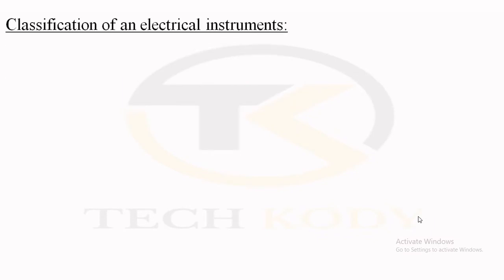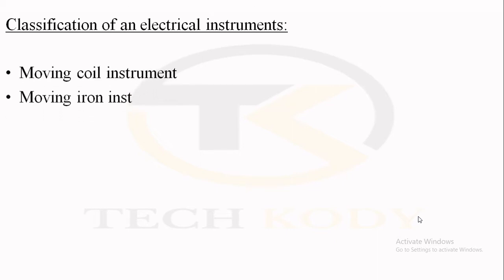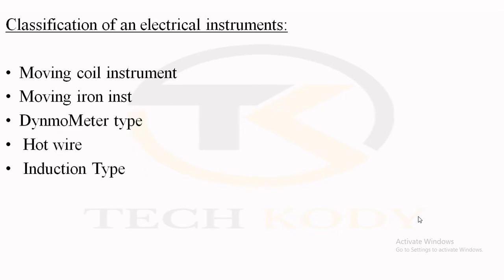Classification of electrical instruments. Here we can see the classification: moving coil instrument, moving iron instrument, dynamometer type instrument, hot wire instrument, induction type instrument, and electrostatic instruments.